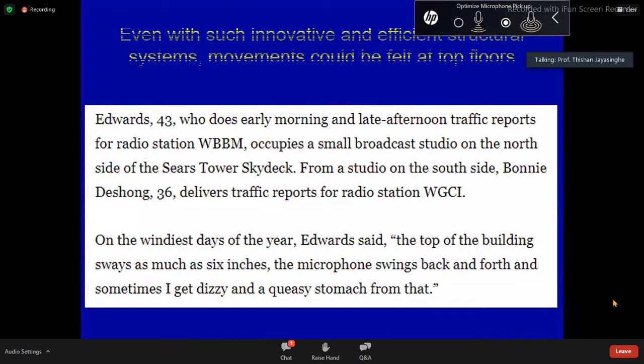So one of the biggest problems with all these buildings is movement. And these are the people who are actually reporting about the traffic condition by staying on the 103rd story of this building, but they have a big problem. On a very windy day, the top of the building sways as much as 6 inches, the microphone swings back and forth, and people feel dizzy. So it is a problem. Then again, we look at another building.